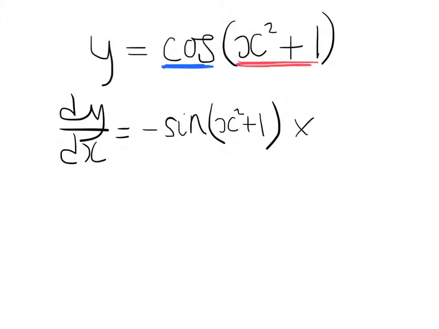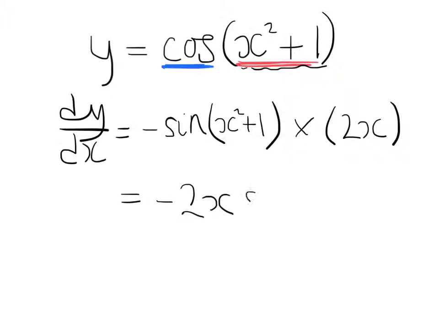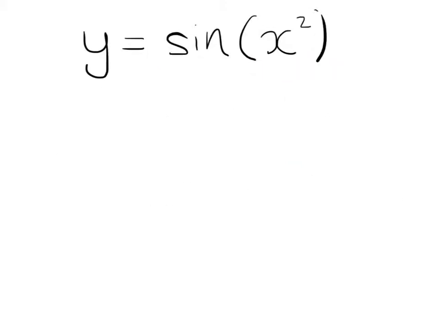Now we multiply this by what we get if we differentiate the baby. If we differentiate the baby, x squared differentiates to 2x and 1 differentiates to 0. So altogether we are left with minus 2x sine x squared plus 1. Pause the video.